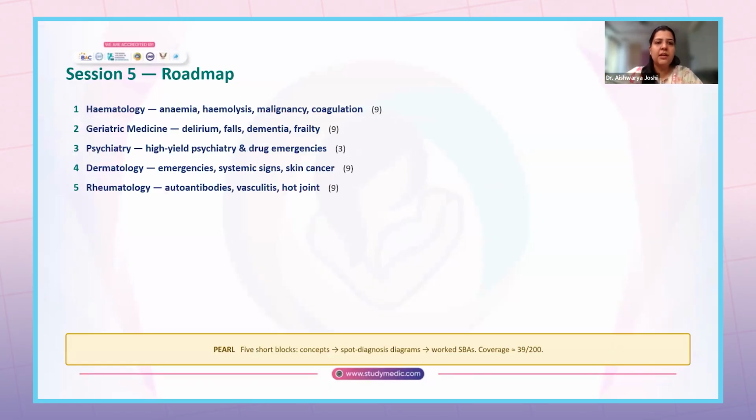Hematology, we are going to cover anemia, hemolysis, malignancy, coagulation. Geriatric medicine, we are going to cover delirium, falls, dementia and frailty. Psychiatry, we are going to cover most important keynotes and drug emergencies. Dermatology, we are going to see certain emergencies that are part of medicine, systemic sclerosis and cutaneous carcinomas. Rheumatology, we will be covering autoantibodies, vasculitis and approach to a hot joint.